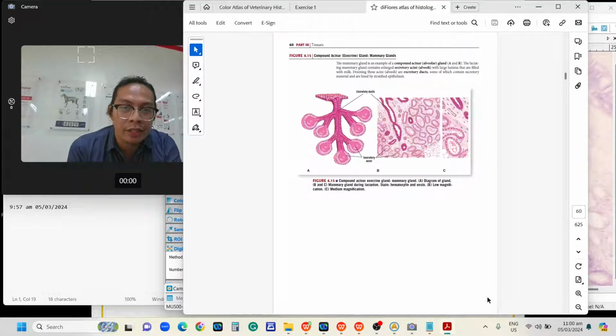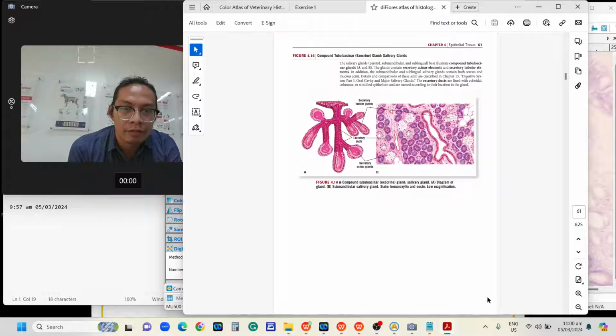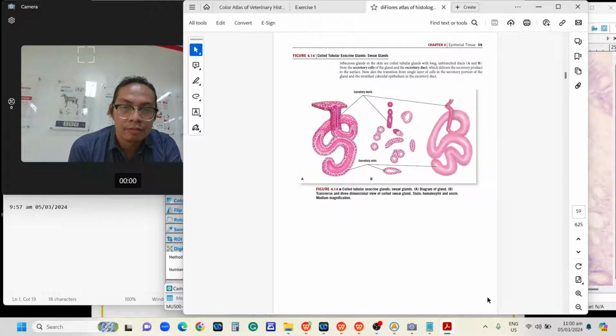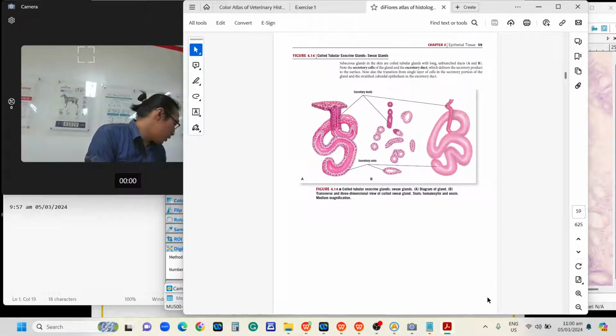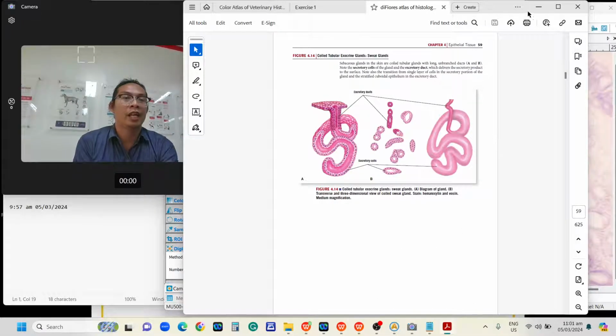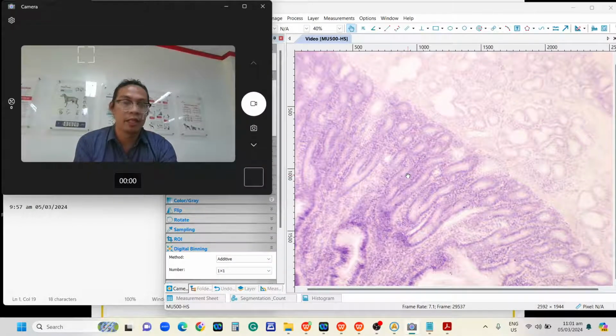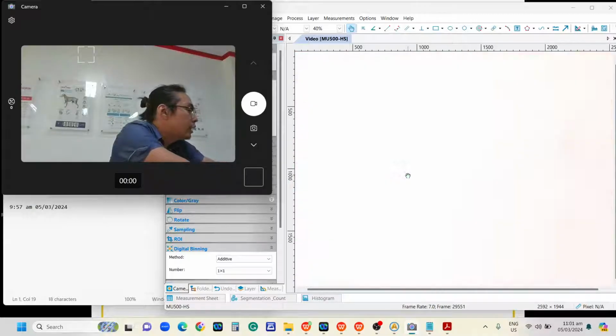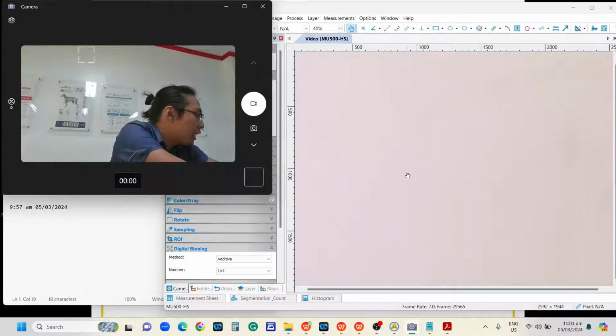Wala siyang drawing ng sa branch alveolar gland. So, ibig sabihin, isang duct, then marami siyang alveoli. Bilog-bilog siya. Okay? One example is the sebaceous gland. Let's observe a sebaceous gland, again, in the skin.